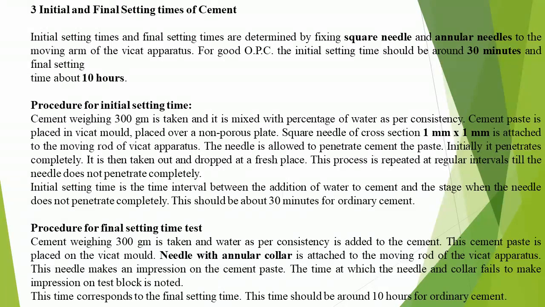Needle with annular collar is attached to the moving rod of the VICAT apparatus. This needle makes an impression on the cement paste. The time at which the needle and collar fails to make impression on test block is noted. This time corresponds to the final setting time. This time should be around 10 hours for ordinary cement.